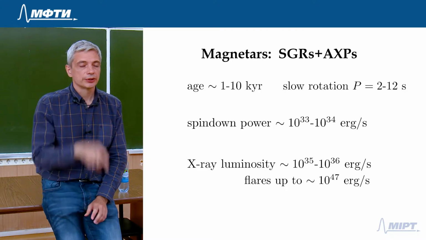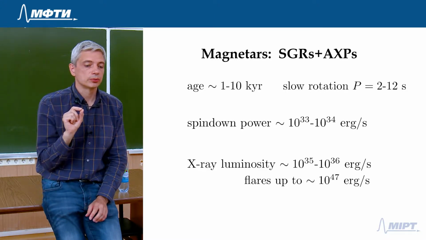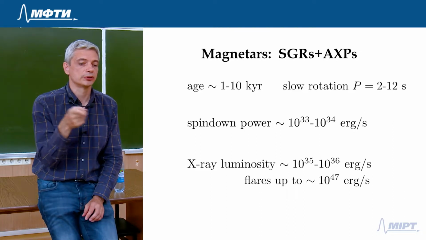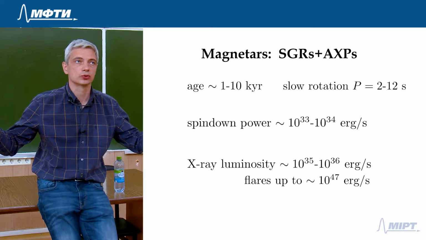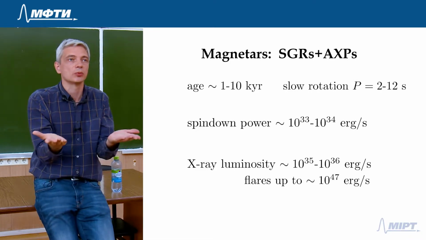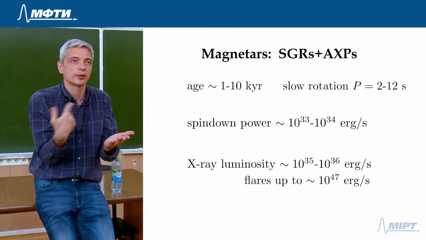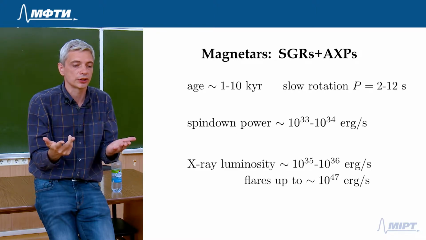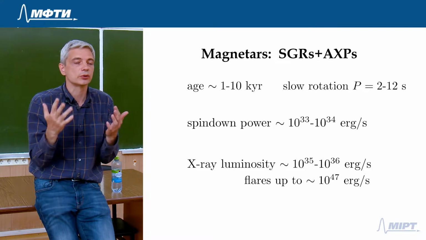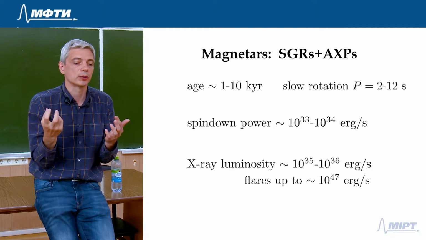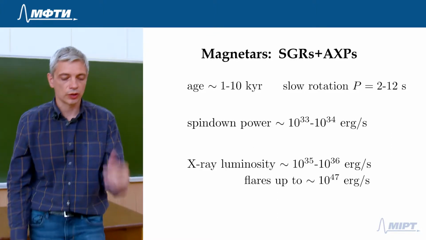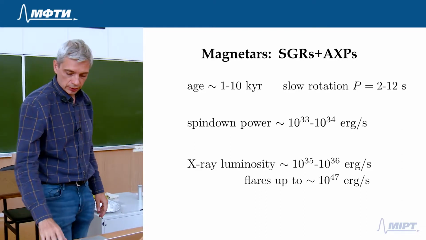Their spin-down power, this mu squared omega to the 4th over c cubed, is quite small. That's the defining feature. They're slow rotators, that's why. Their spin period P is large, even though the magnetic field is so strong. Mu squared is big, but omega to the 4th is small, and so their spin-down power is small. Not much power is fed by rotation in their case. And their X-ray luminosity is typically 2 or 3 orders above the rotational spin-down power, so clearly you have a different source of energy. Flares go up to 10 to the 47 ergs per second.